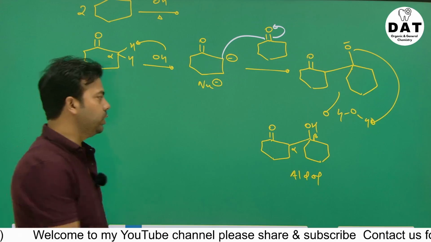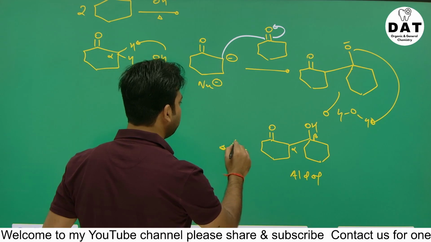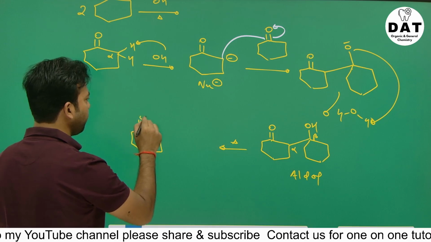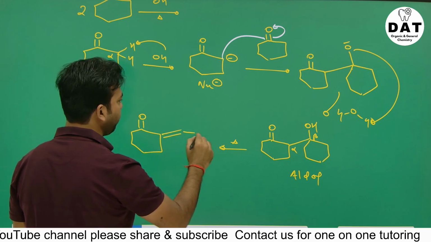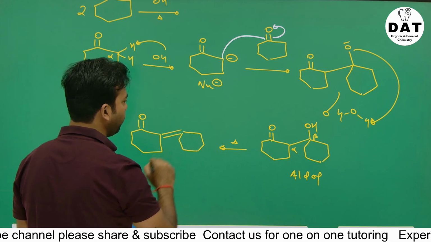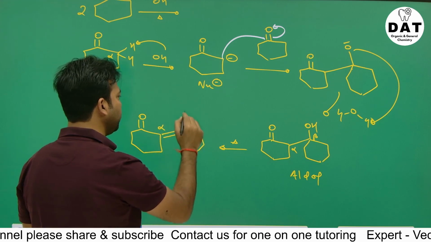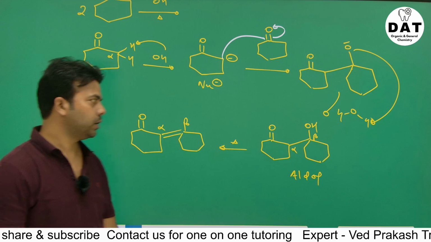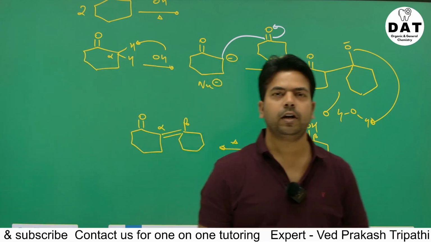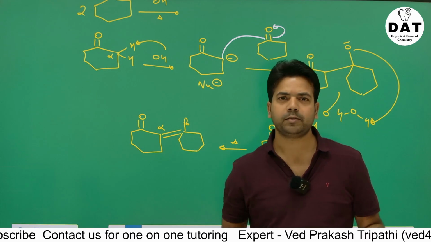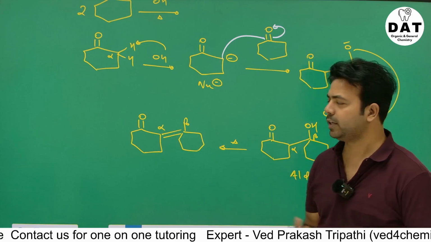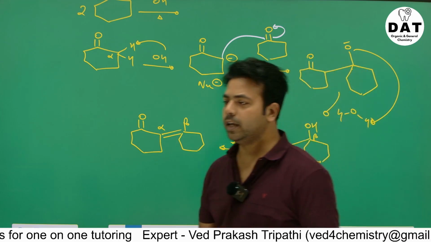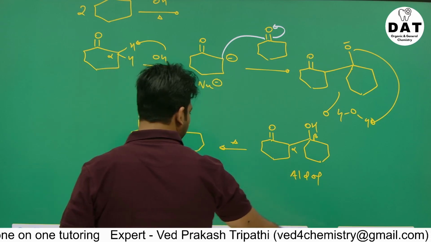And once you are going to heat this, there is a double bond between them. This is alpha beta unsaturated carbonyl compound, which is my final product. So this is the mechanism of aldol condensation. Sometimes it can be a question from the mechanism as well, and there is a trick as well. We can directly draw the final product as well as the aldol. So let me discuss that one.